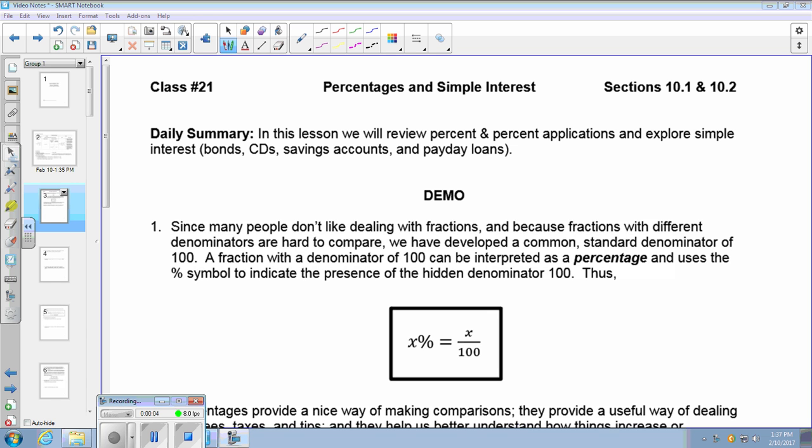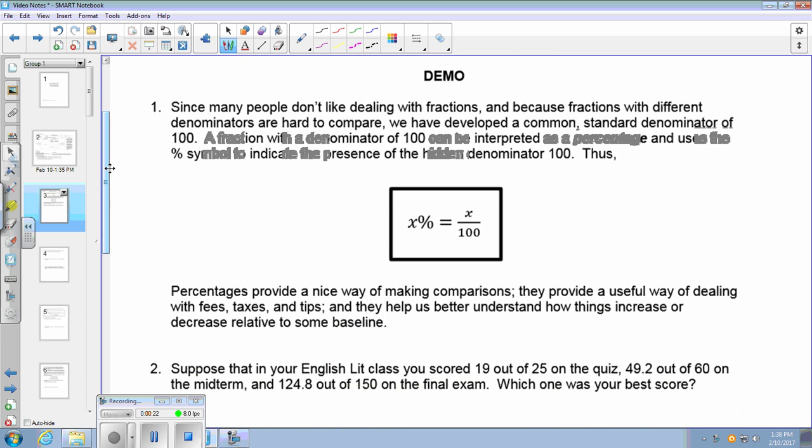Okay, this is class number 21, and it's percentages and simple interest, and it goes with sections 10.1 and 10.2 in your textbook. All right, our daily summary. In this lesson, we're going to review percent and percent applications and explore simple interest, bonds, CDs, savings accounts, and payday loans.